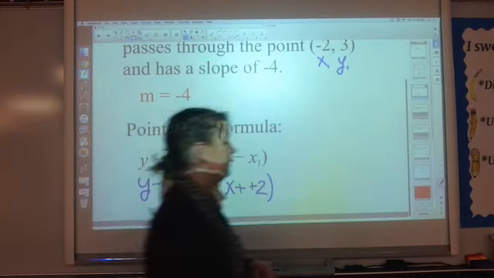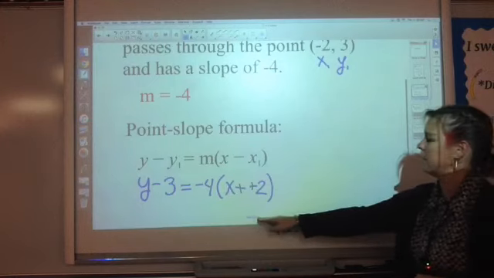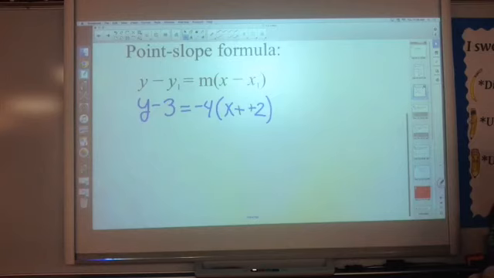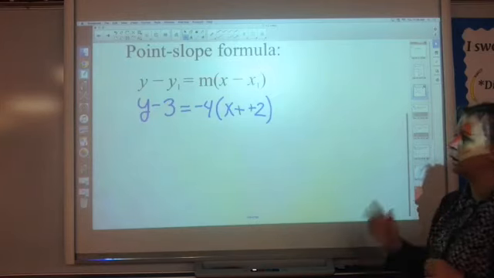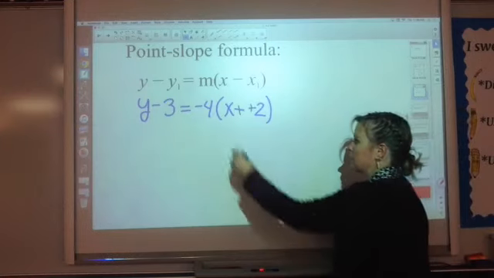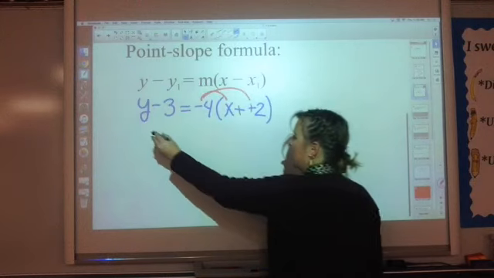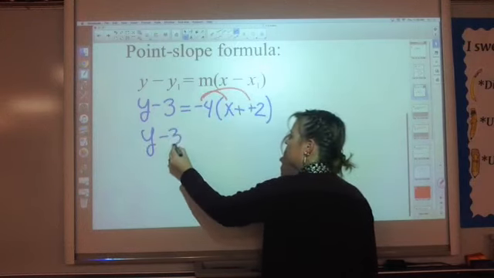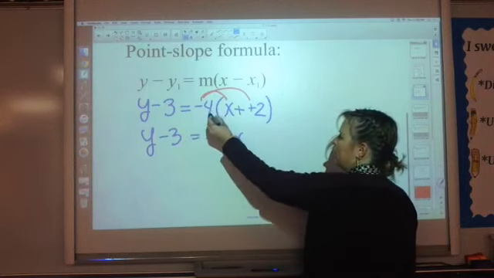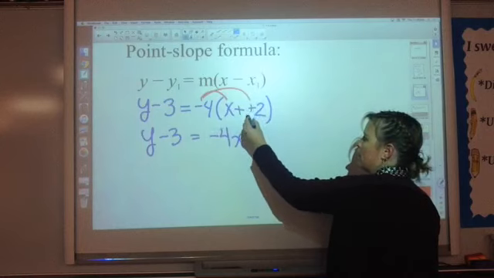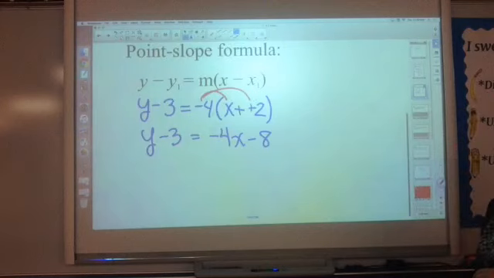Now we clean it up. From here, how do I use my algebra skills, what I know about solving equations, to get y equals mx plus b? Every time you do this, it'll be 2 steps. And you will find a pattern that you end up using the same 2 steps every time. Step 1, distribute. If you distribute that, you're still left with y minus 3 equals negative 4x, and a negative 4 times 2, remember we changed that into a positive, is a negative 8. There's step 1.